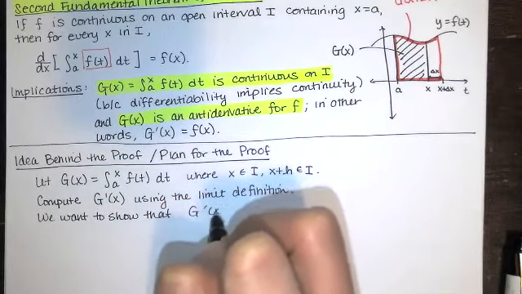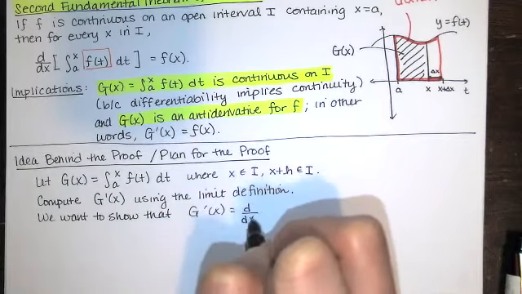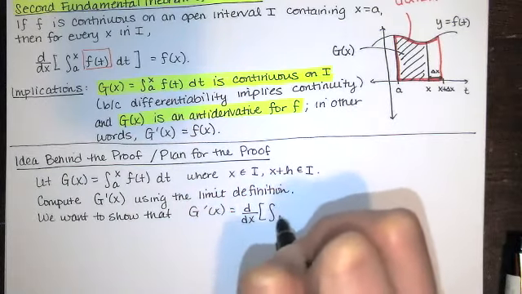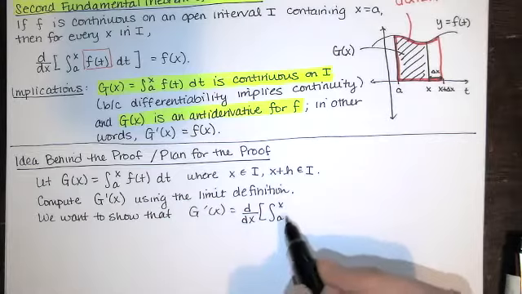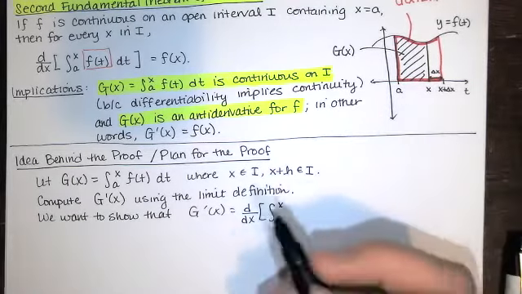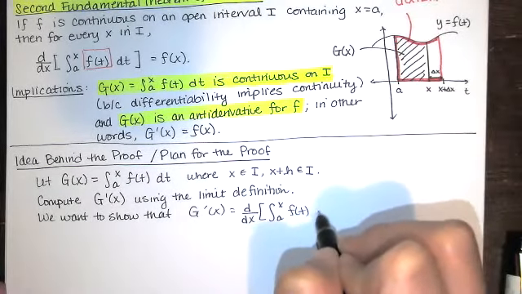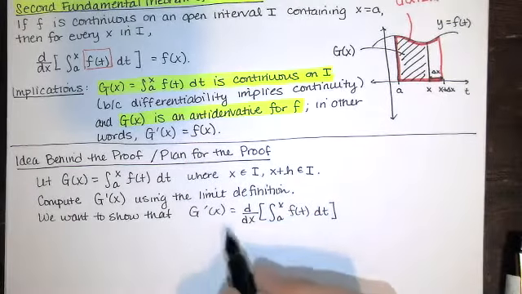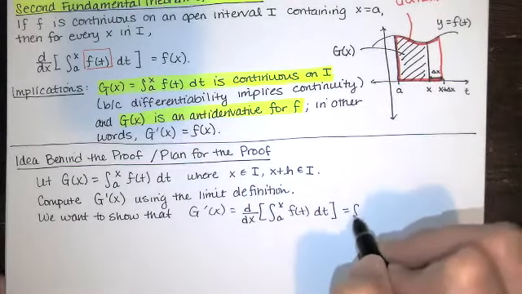So g prime, that's the derivative of this integral which is a function of x. So it's this accumulating area function. It's giving us area under the curve as x increases. We want to show that the derivative of that has to be f of x.